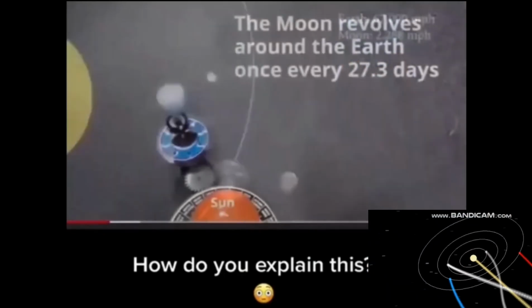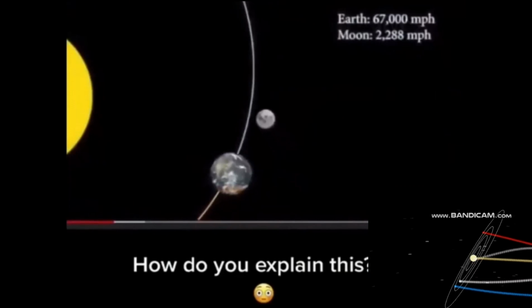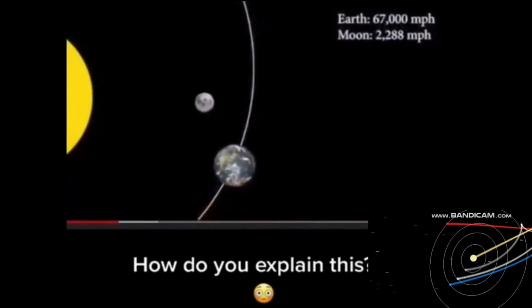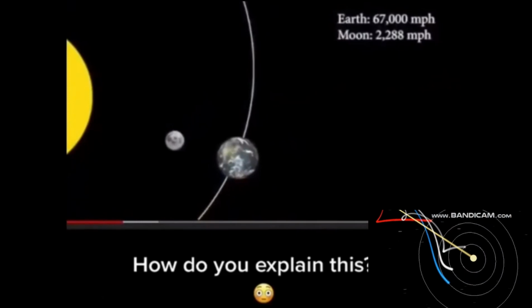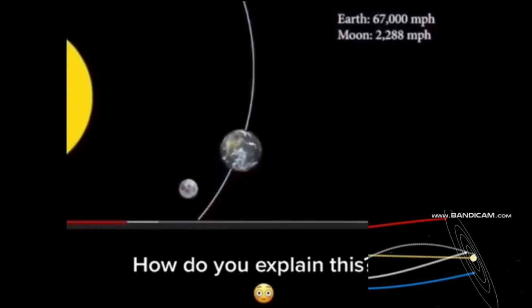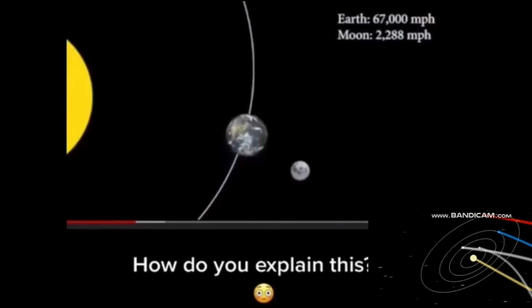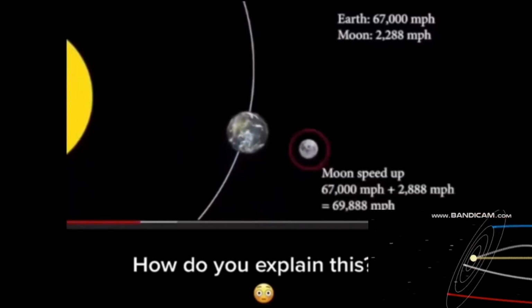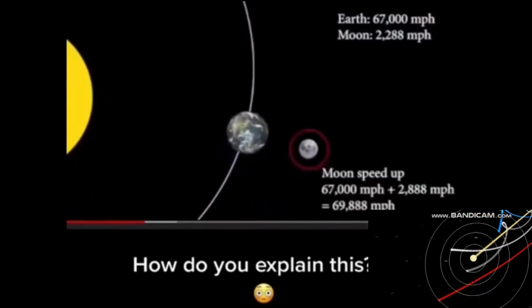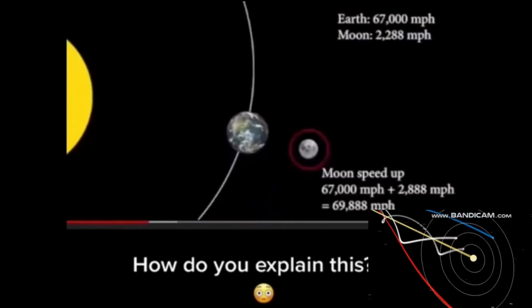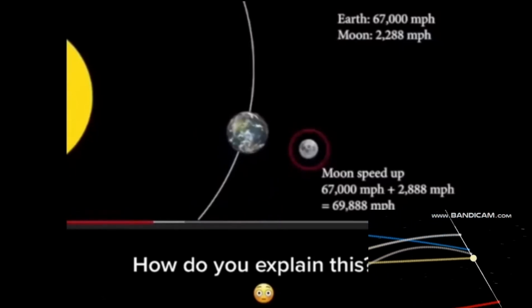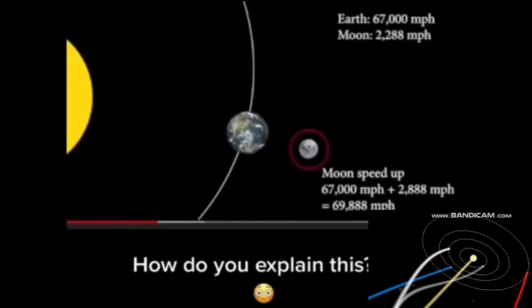As you can see, since the moon is revolving around the Earth, which itself is revolving around the Sun, in order to maintain its regular orbit, the moon would have to be constantly and drastically changing its speed in ways completely unaccounted for by the model. In the outer part of its orbit, the moon would have to speed up 67,000 miles per hour, in addition to its regular speed of 2,288 miles per hour, just to keep up with the Earth.